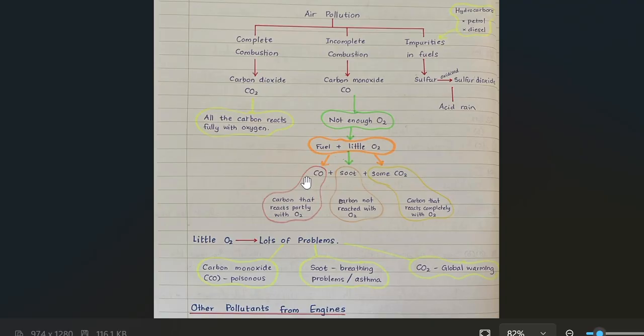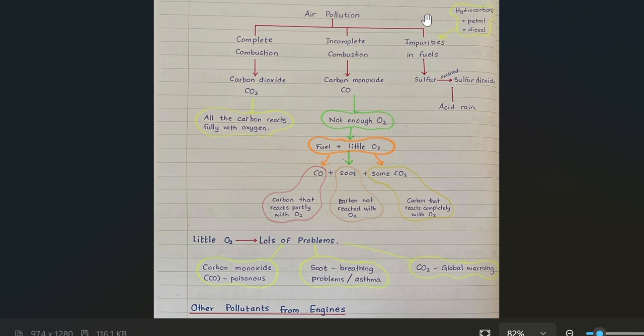That means the carbon reacts partly with oxygen. And then there's soot. Soot is the carbon which has not reacted with oxygen. And then there's some carbon dioxide, that is carbon that reacts completely with oxygen. So those are three things that will be produced from this incomplete combustion.